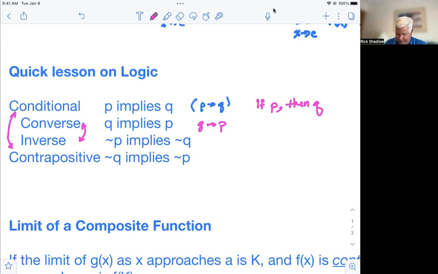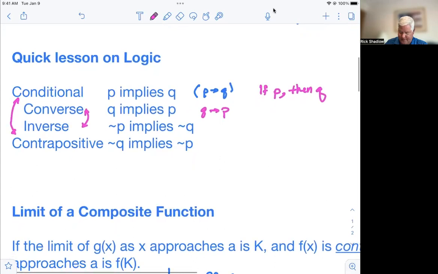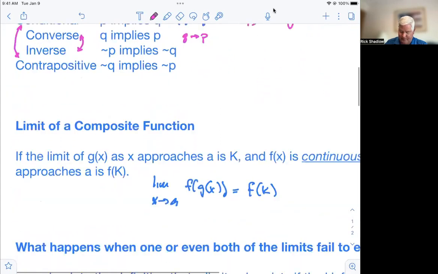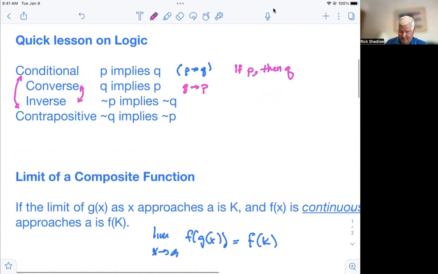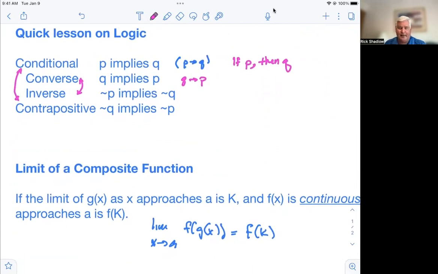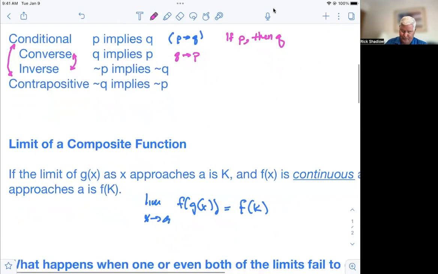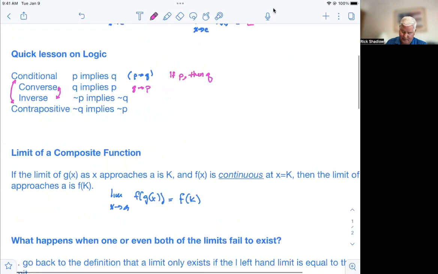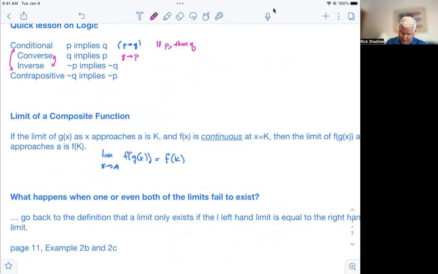We will use this later, but I wanted to mention it as we look at the limit of a composite function, because the conditional is true, and I've rewritten this definition as a conditional, as compared to the way it was originally in the notes. If the limit of g of x as x approaches a is k, symbolically something like this, the limit of g of x as x approaches a is k.